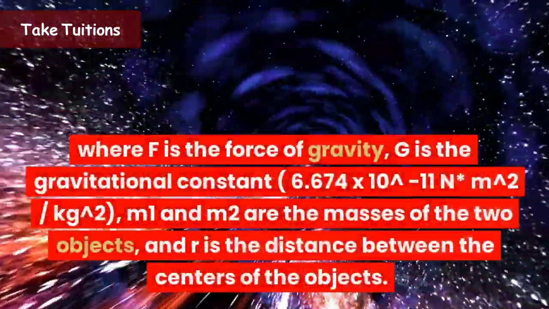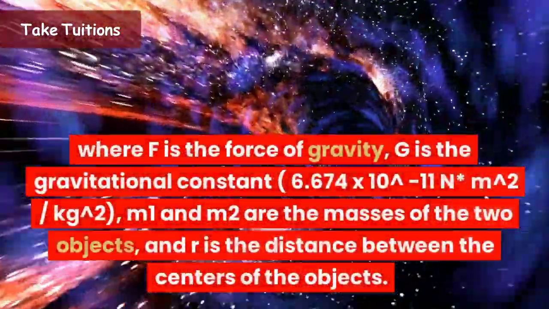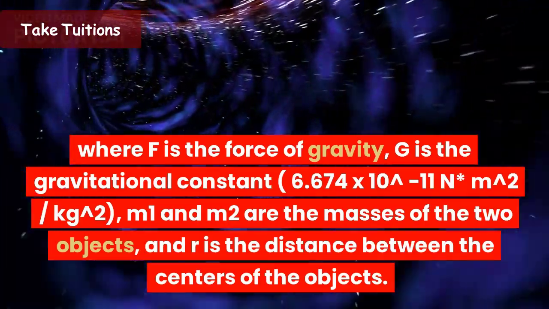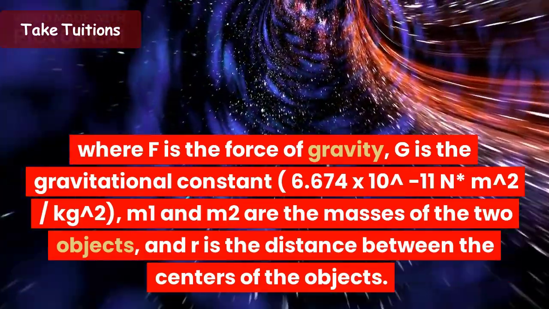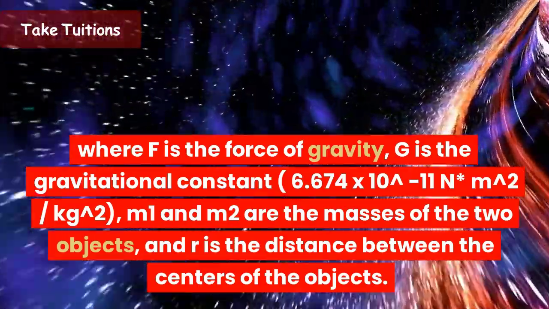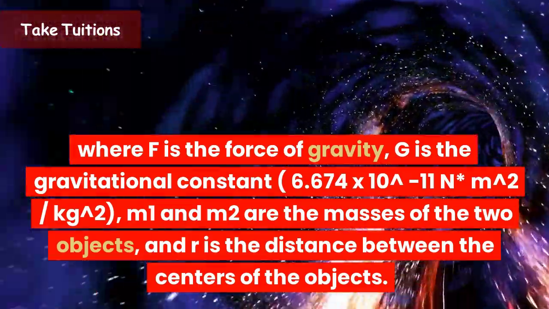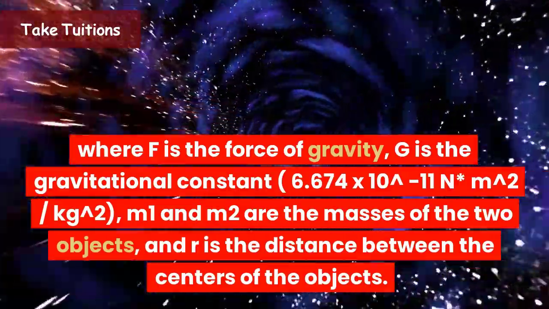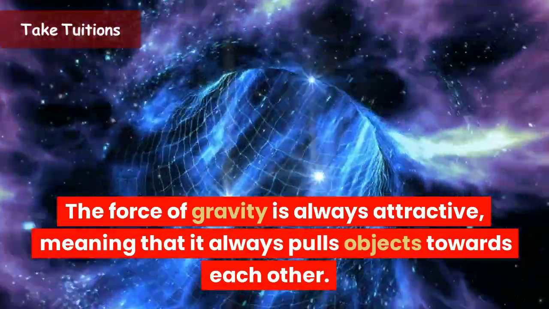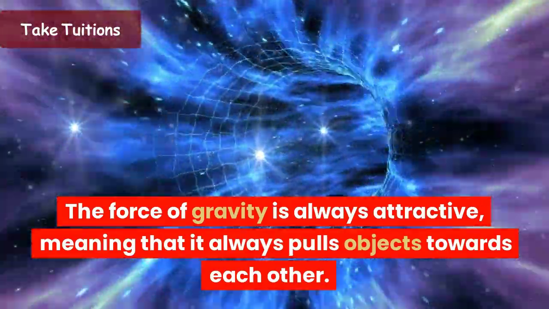Where F is the force of gravity, G is the gravitational constant, 6.674 times 10 to the minus 11 N m squared per kg squared, M1 and M2 are the masses of the two objects, and R is the distance between the centers of the objects. The force of gravity is always attractive, meaning that it always pulls objects towards each other.